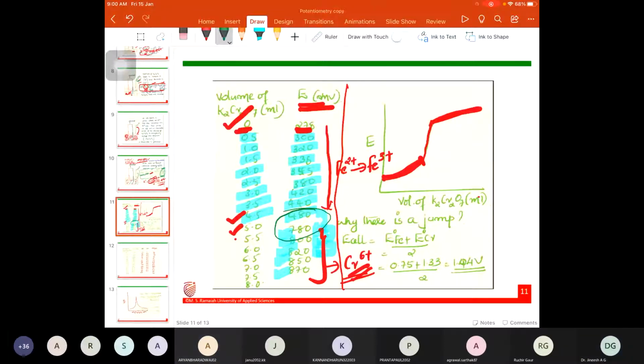So before the equivalence point, the potential was given by Fe, and Fe E0 value was 0.75 volt. At the equivalence point, you are taking the average of the potential of Fe and Cr. The average is 1.04 volt. Now, if you compare the E0 value before the equivalence point and at the equivalence point, that is 1.04 minus 0.75, around 0.29 volt, which means around 290 millivolt. Now you know why there is a jump of 290 millivolt. Clear? Any doubt?